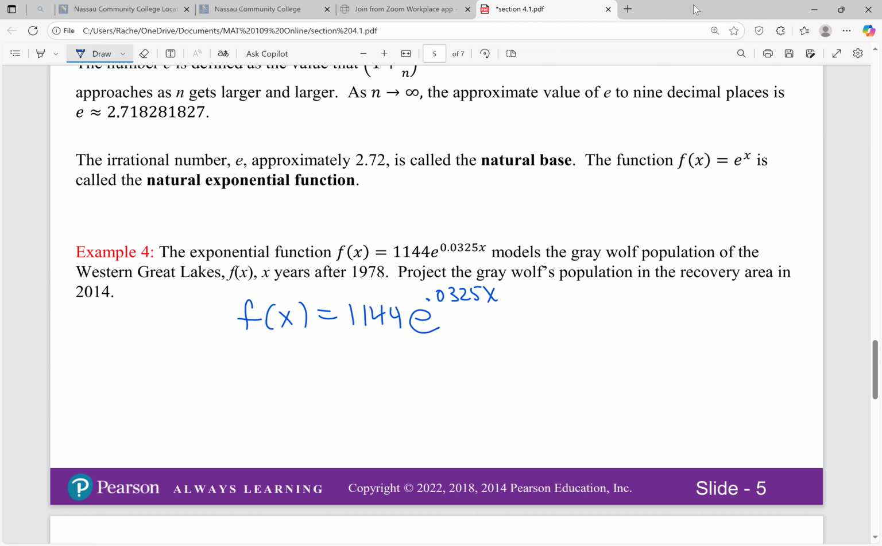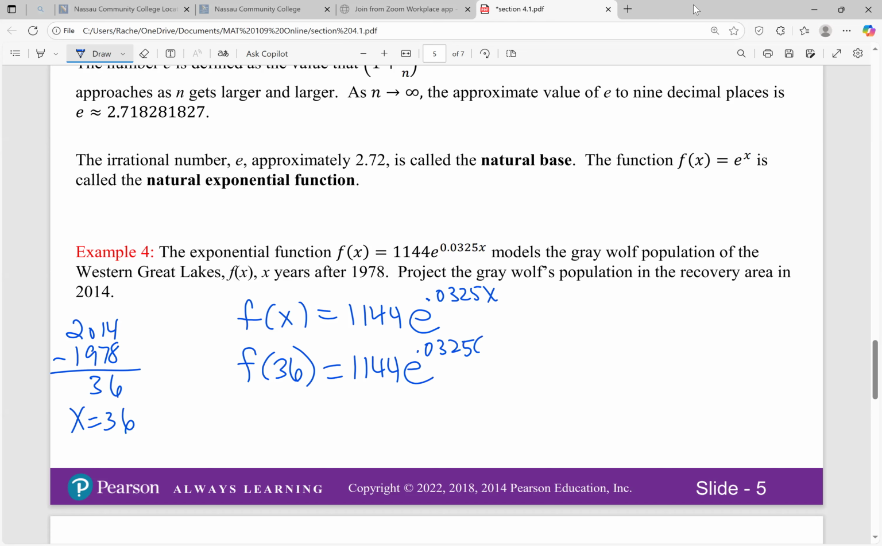So if we take 2014 minus 1978, that's a difference of 36 years. So x equals 36. So we want to find f of 36, which is going to be equal to 1144 times e to the 0.0325 times 36. And let's plug that into the calculator. So let me just write that down so I can go to the other screen.